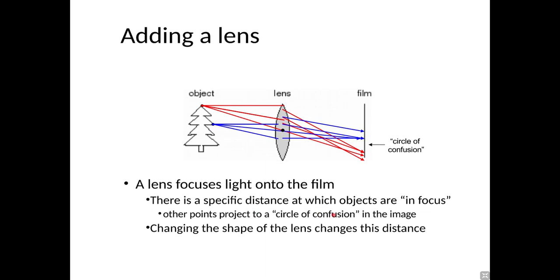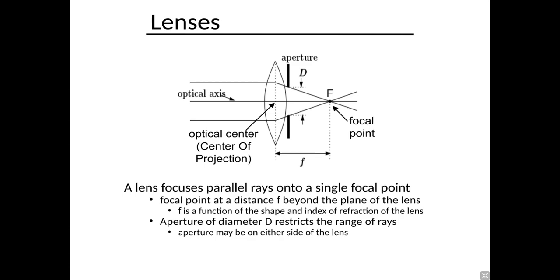There is a specific distance at which objects are in focus. Other points project to a circle of confusion in the image. Changing the shape of the lens changes this distance. You know that again, if you're into cameras, there are many types of lens. There is a wide lens, and so on. So there are many types of lens. That is what we aim for, to get a better picture, better quality of images. So these are the terms that we have in lenses.